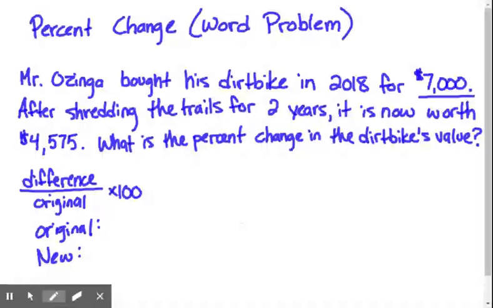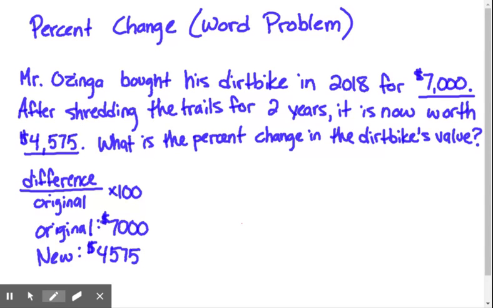The original value of the dirt bike would be its starting amount, how much that it was originally new. So I'm going to say that the original value of the dirt bike is the $7,000. It's the original initial cost, I'm sorry. The new value is going to be the value that it is currently, which is the $4,575. I'm going to put my dollar sign here just to stay consistent. So I have my original and I have my new, so let's do my calculations.